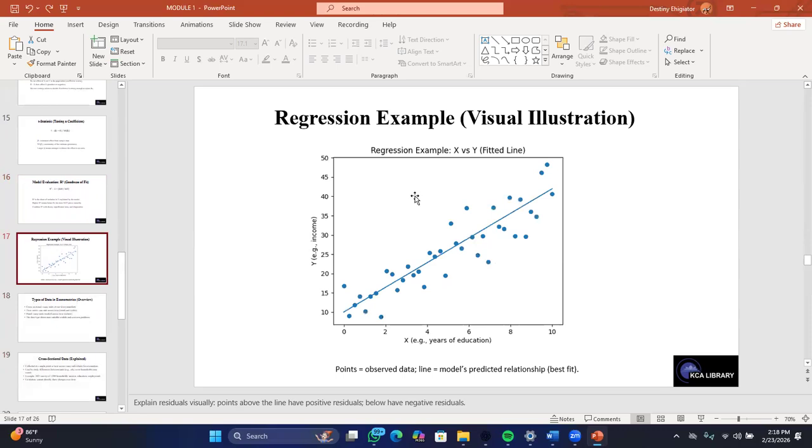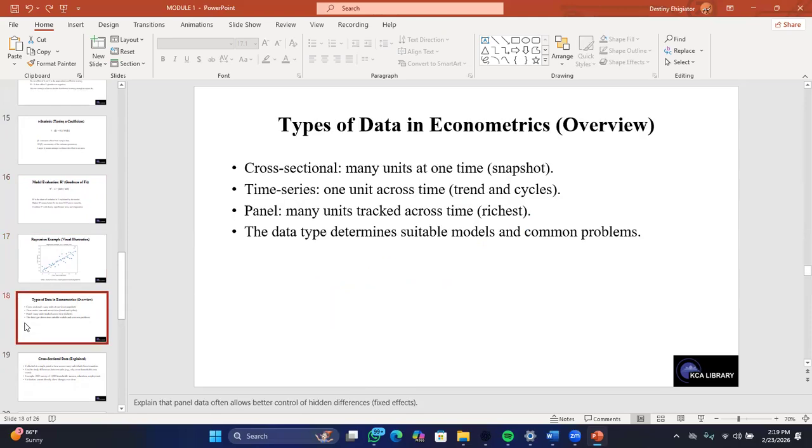Now, this is a regression example using an illustration, a diagram, right? This is income, and this is the years of education. You can see an example here, right? This is a diagrammatic representation of what a regression is.